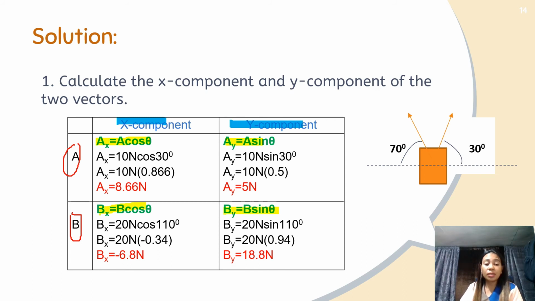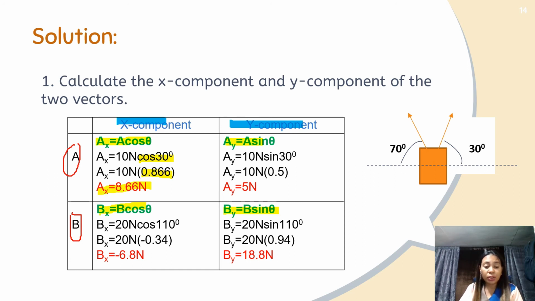Then you just have to substitute. For Ax, A is 10 newtons, given in the previous slide. So 10 newtons times cosine, and the angle of vector A is 30. Then you just multiply 10 times cosine 30. If you have a scientific calculator with you, when you press cosine 30, it will give you 0.866. So the answer here is, your Ax is 8.66.